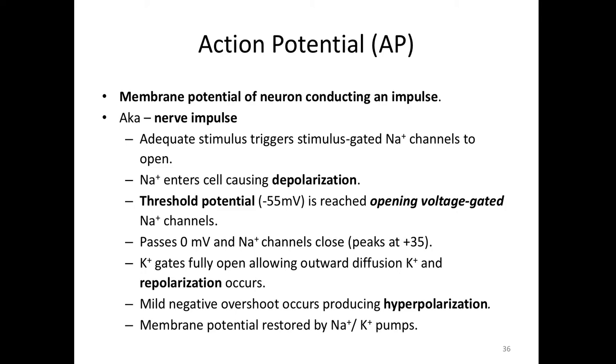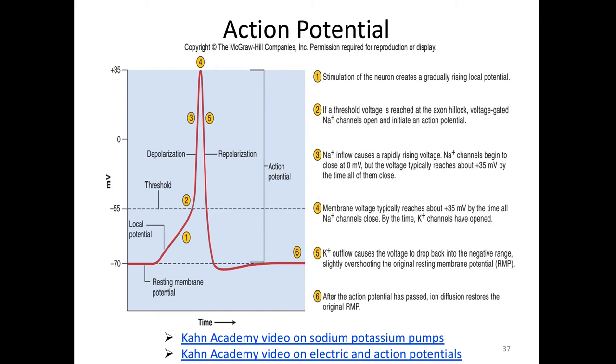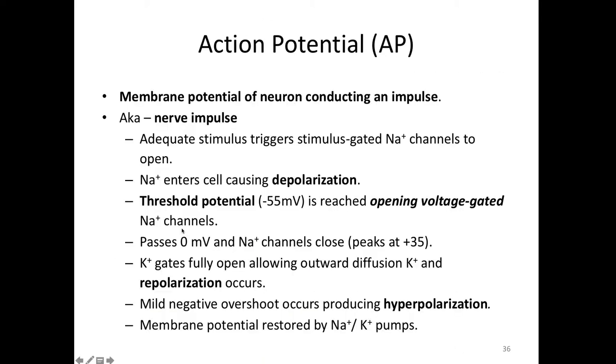Well, for one thing, action potentials travel. So when we say that a neuron conducts an impulse, what we mean is the impulse is traveling along the membrane. It's not staying in one place.